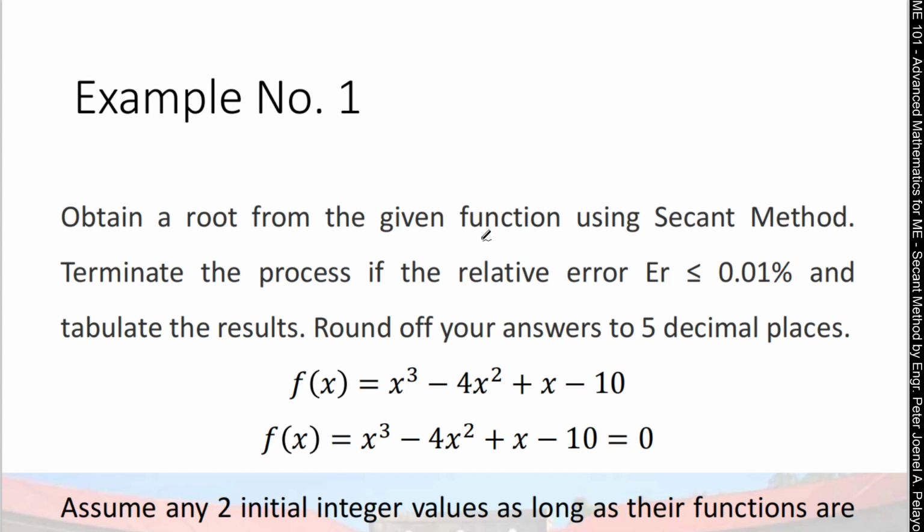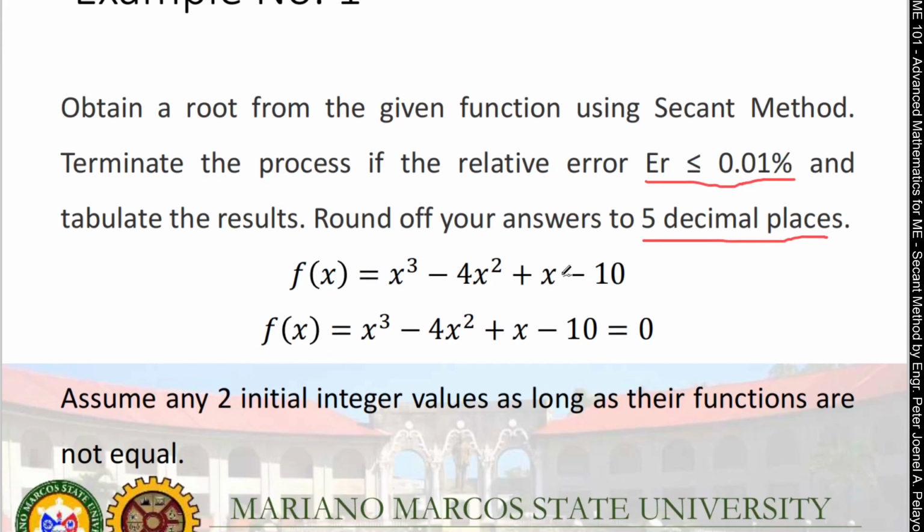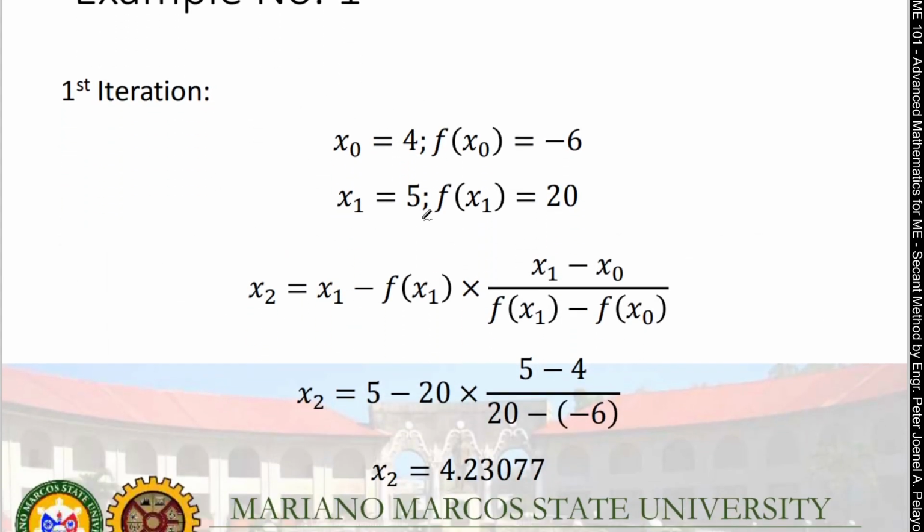So, obtain a root from the given function using secant method. Pare-parehas yung binibigay kong example. Itong function na to. So, ER pa rin, 0.01%, 5 decimal places. So, assume any two initial integer values. Since ang ginagamit na natin dati is 4 and 5, yun na yung gagamitin ko ulit. And then, as you can see, magkaiba yung value ni f(x0) and f(x1). Yun lang naman yung rule natin.